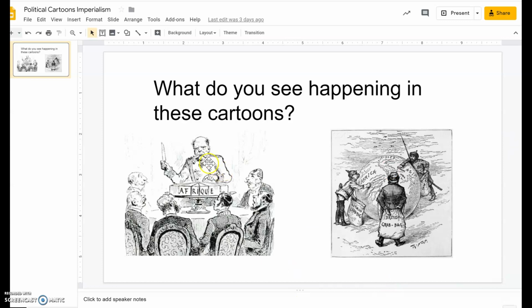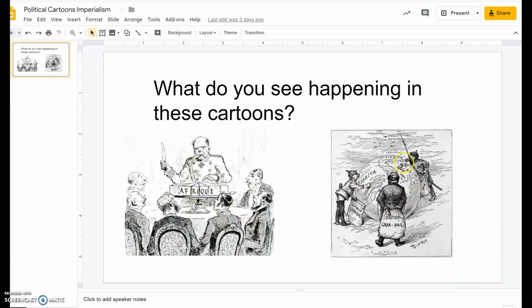You see a man here. Looks like he's wearing military garb. He's cutting up a cake that's supposed to represent Africa. They have Afrique, but it's Africa. People are around the table waiting for their piece of this African cake.